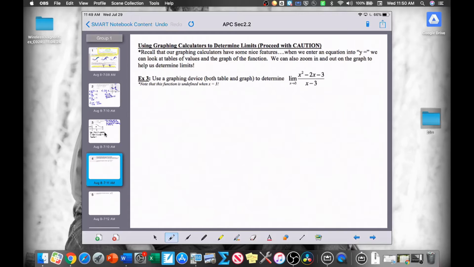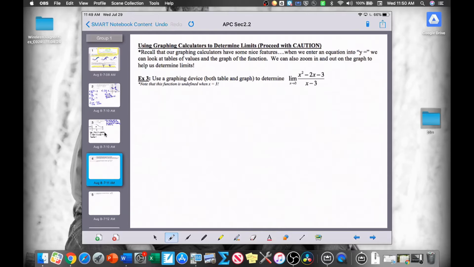Recall that our graphing calculators have some nice features. One of the features that we're going to be using today is that table function that we looked at in section 2.1 notes, where we can enter an equation into y equals, and then we can ask it a bunch of x values, and it'll give us the y values. It'll just plug the x's into the function for us and give us the y values in that table feature, which is going to be really nice and really helpful.